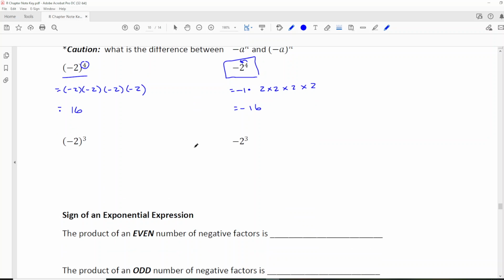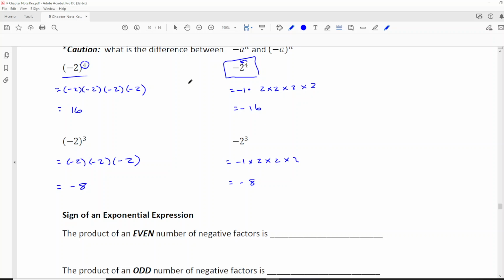Okay, and then this next one, what's the difference? Well, this one would be -2 times -2 times -2. A negative times a negative is positive, times a negative is -8. Whereas this one would be -1 times 2 times 2 times 2, which would give me -8. So both of these give me the same answer, so your calculator won't give you a signal whether you're doing it right or wrong. So just be careful.